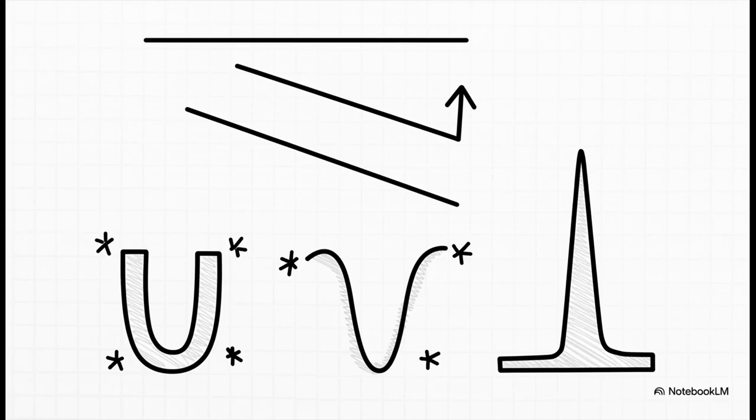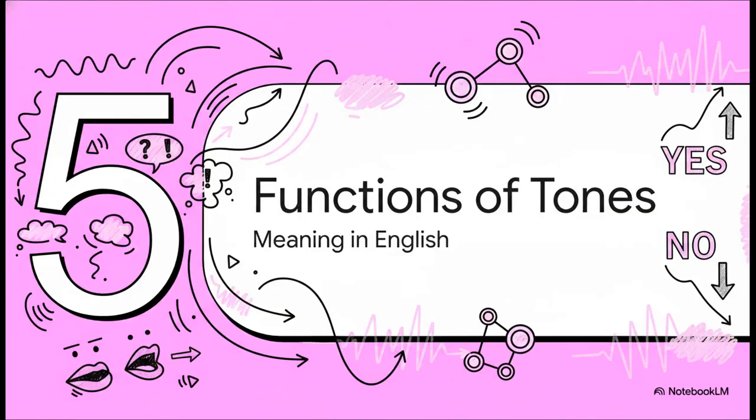On top of that, we occasionally inject extra pitch height. You don't just say a normal falling yes, you might yell an incredibly high, emphatic yes to express really intense, strong feelings. All right, Section 5, Functions of English Tones.